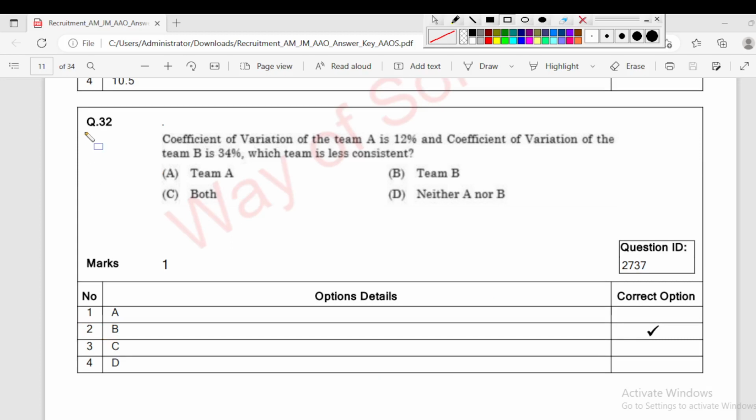Question number 32. Coefficient of variation of team A is 12% and coefficient of variation of team B is 34%. Which team is less consistent? Option A team A, option B team B, option C both, and option D neither A nor B. Option B is correct, team B.